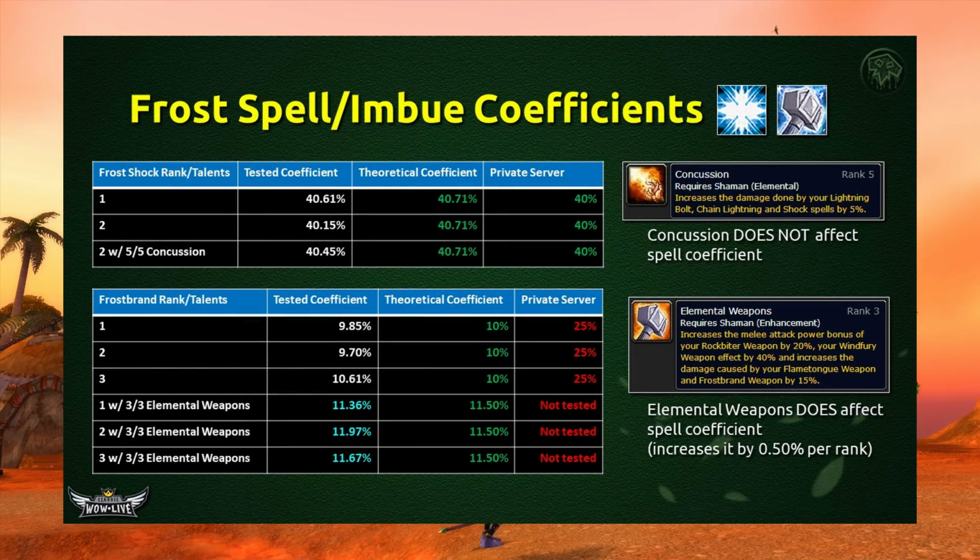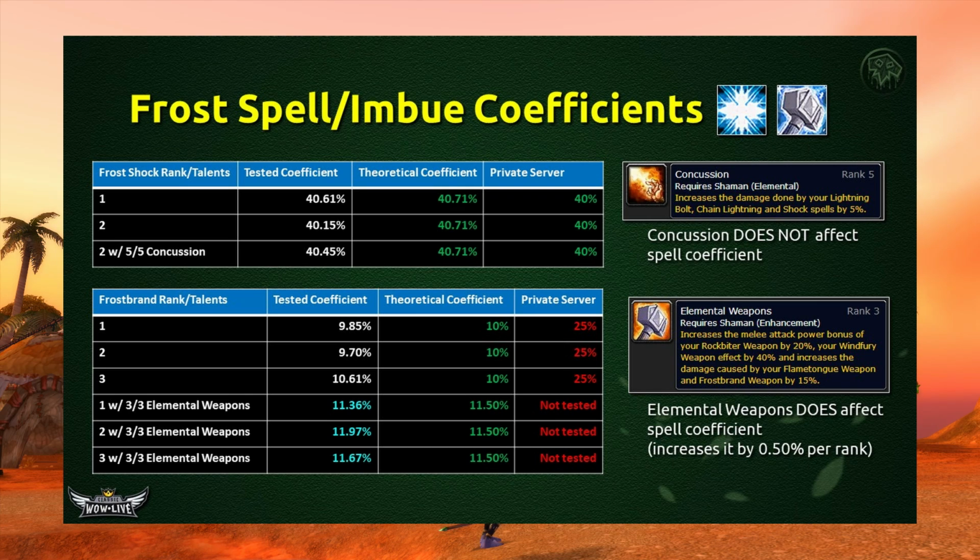Let's first go over the frost spells and the frost imbue, Frostbrand Weapon. Now for Frost Shock, I tested rank 1 and rank 2. The theoretical coefficient is 40.71%. That's the cast time, 1.5 (or it's an instant cast) divided by 3.5, but there's a 5% penalty because it has a slow effect. And my tested coefficients are well within range of both private servers and the theoretical coefficient from the Theorycraft add-on. Notice that Concussion does not alter the spell coefficient for Frost Shock. It'll increase the base damage, but not the spell coefficient.